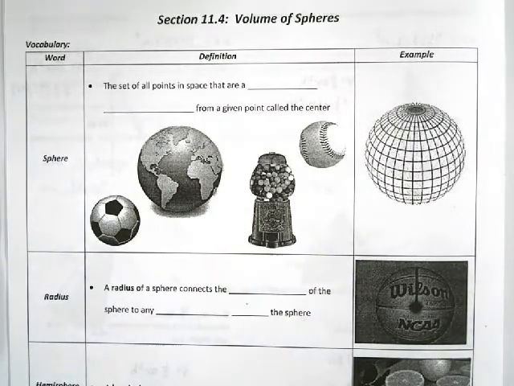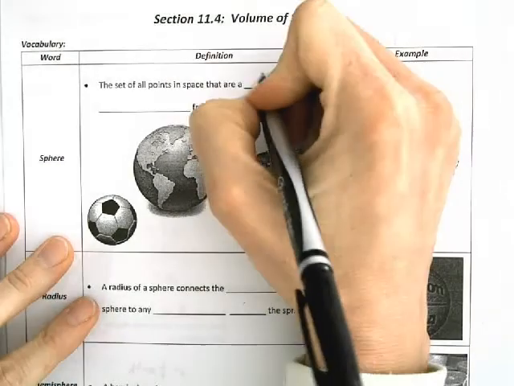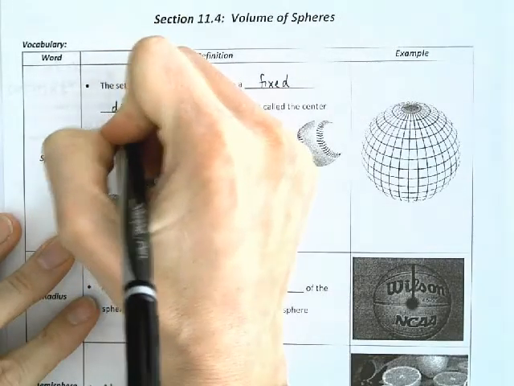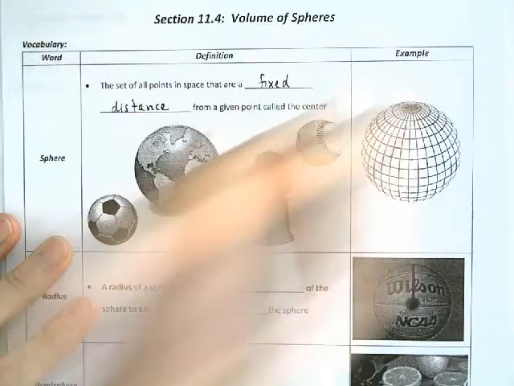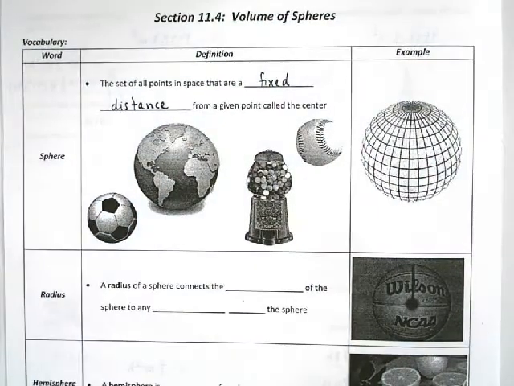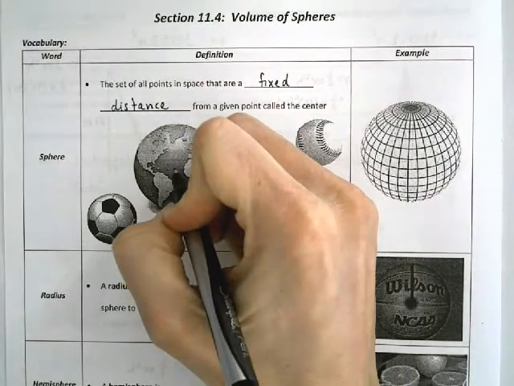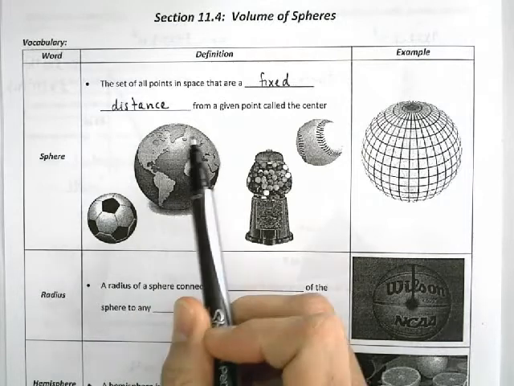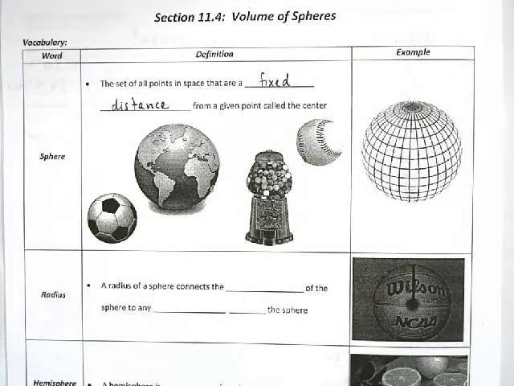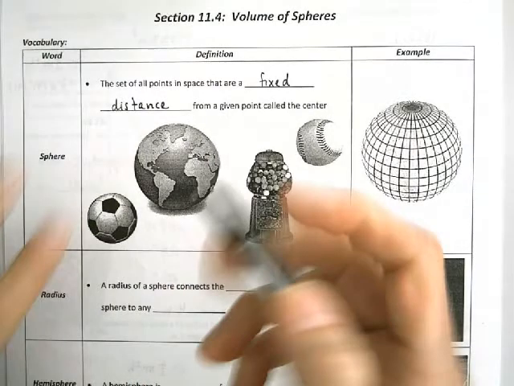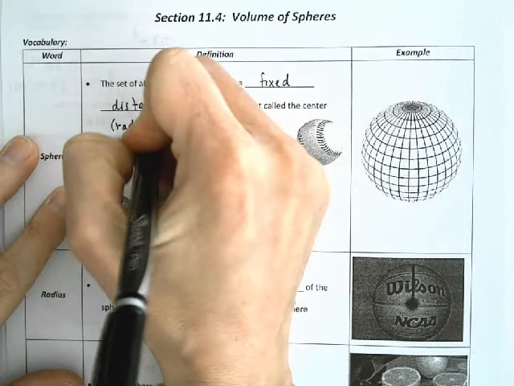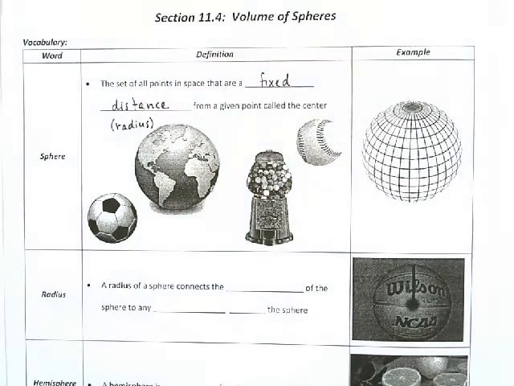As far as a definition goes, we say a sphere is the set of all points in space that are a fixed distance from a given point called the center, right? So if we think of some point in the center of that Earth there, the distance from that center point to any point on that sphere would be the same. And in fact, we know that fixed distance is actually our radius. So the distance from the center to any point on that sphere.